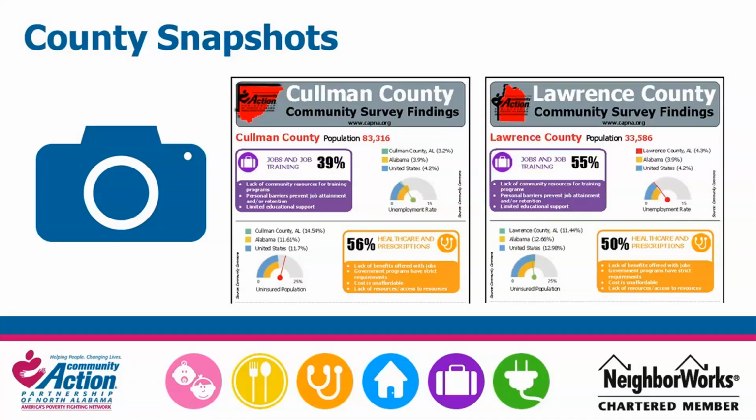These are 2 different counties. You saw in the last slide the front and back of Morgan County, but in Coleman County, you can see that with jobs and job training, 39% of the survey respondents said that jobs and job training was a need in their community. And when you look at the gauge there from Community Commons, you see the unemployment rate for Coleman County at 3.2%. You can compare it to the state of Alabama. You see the comparison to the United States, and you can see that that number, 39% of the respondents saying that jobs and job training was important in that community.